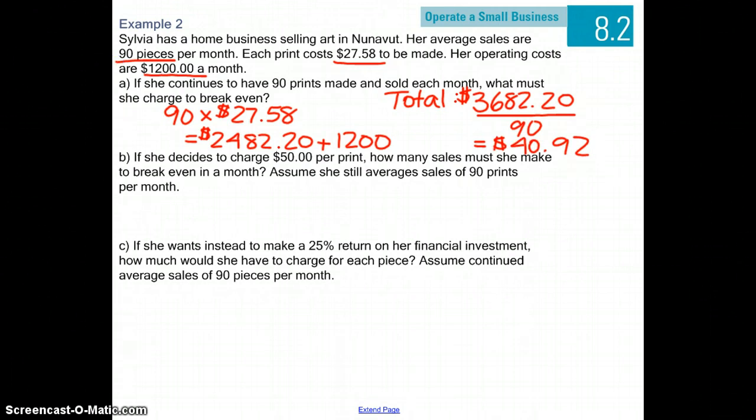So now she decides to charge 50 bucks per print, just because you need to charge more than your break-even point if you're going to make any money. How much sales must she make to break even in a month?